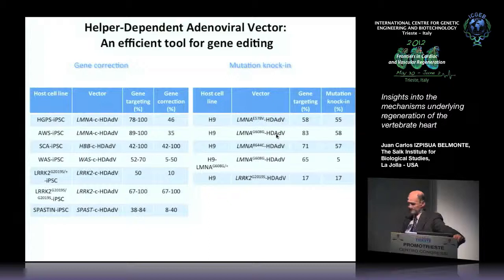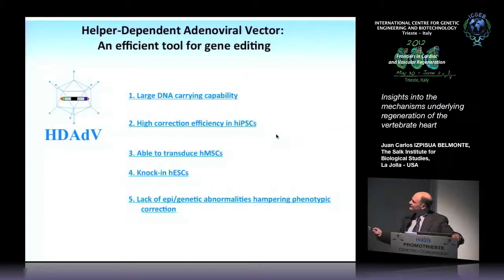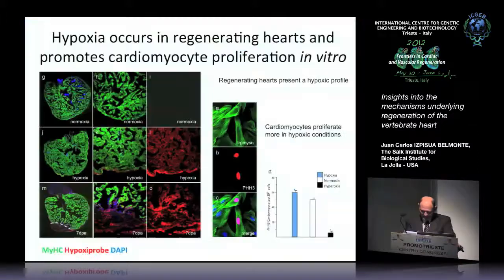certainly this will be an advantage. Moreover, you can insert large pieces of DNA, and importantly, you don't need to focus just on pluripotent cells, but these viruses are able to transduce all the mesenchymal cells that we have been working with. And you can, of course, introduce your knock-in, etc.